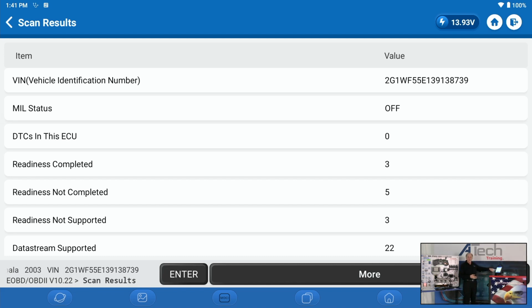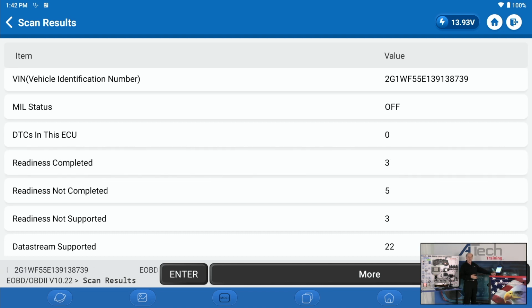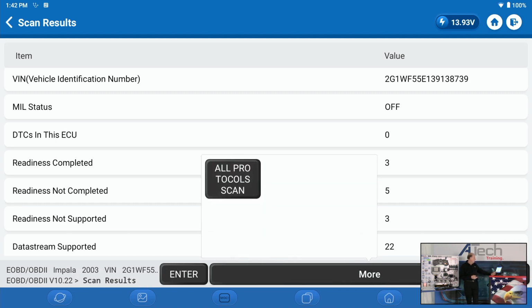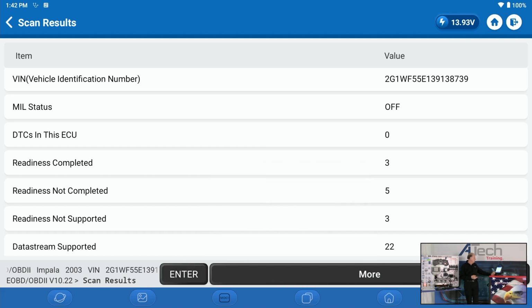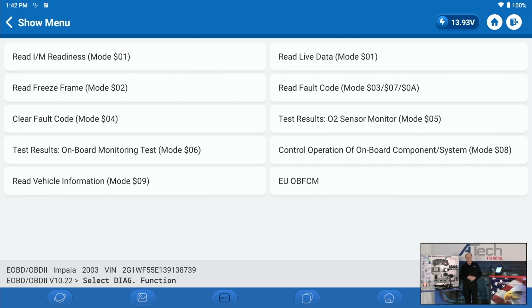Notice we have readiness complete. All right, and if you look at readiness complete, you have the readiness status. Readiness, if you don't know that, is the test that has run and whether it's completed or not. And then some of them are not supported, and it says data stream supported was 22 PIDs. So that's some information. If I hit more or hit enter, it says all the scan tools. I'm just going to hit enter on this one, and it brings me to the next menu.